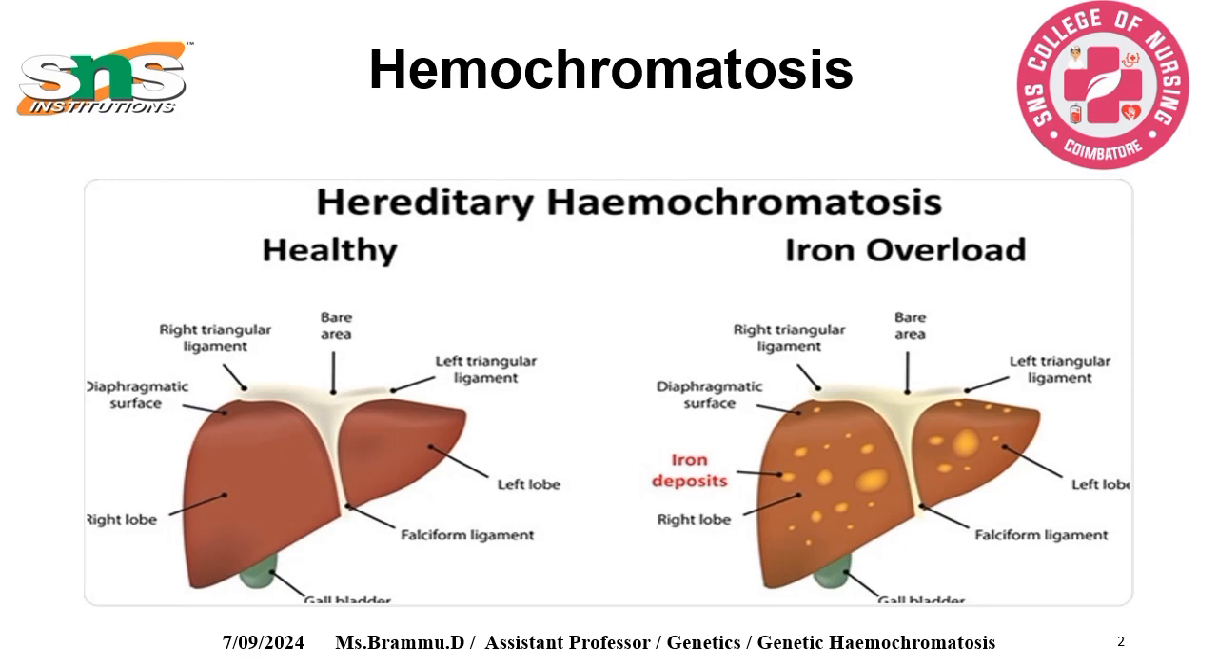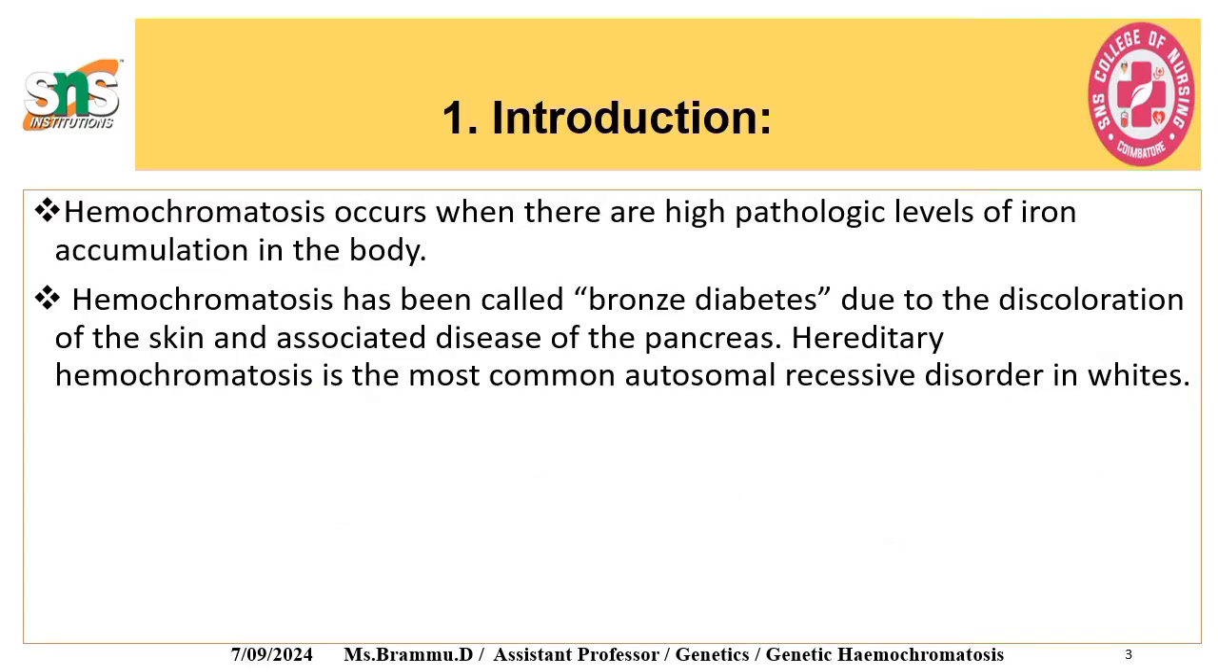So this can be acquired or even of a genetic nature, wherein there is a high pathological level of iron accumulation in the body. We can otherwise call these patients bronze diabetes, due to the discoloration of the skin and also associated disease of the pancreas. This is a very rare disorder which is purely an autosomal recessive disorder, and you can see the majority of the people affected with this are whites.